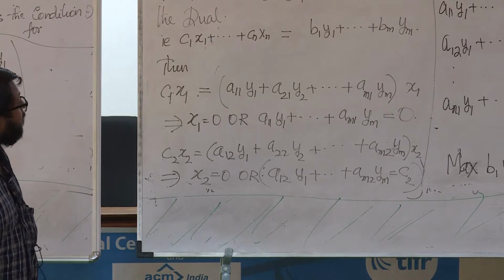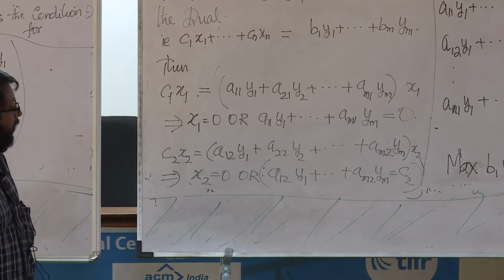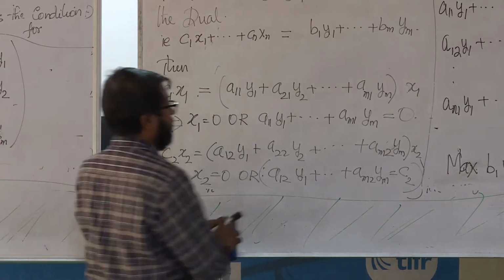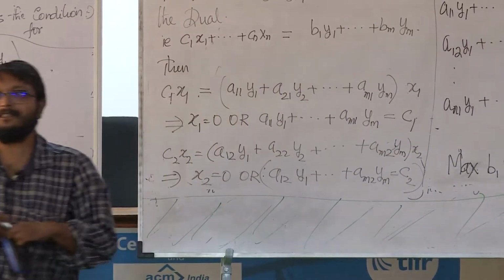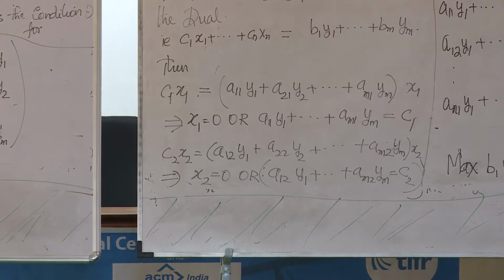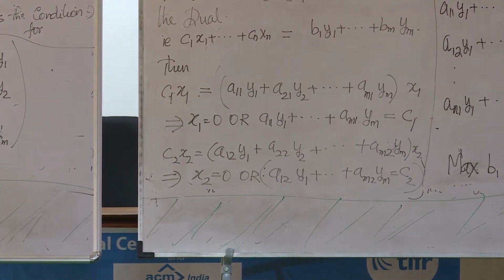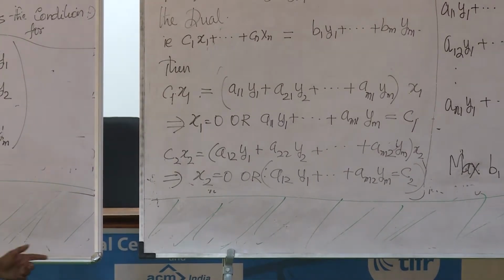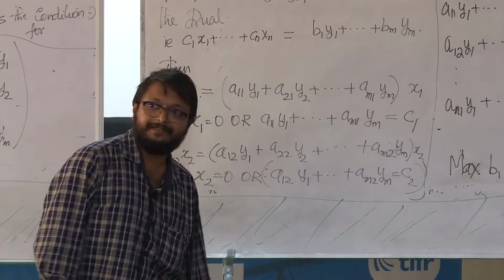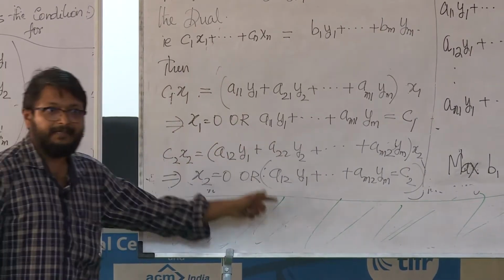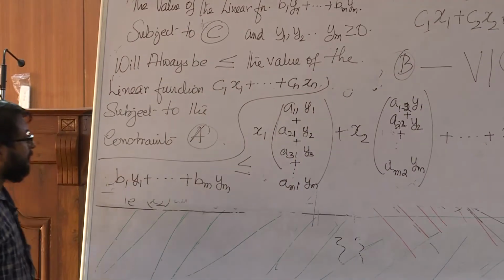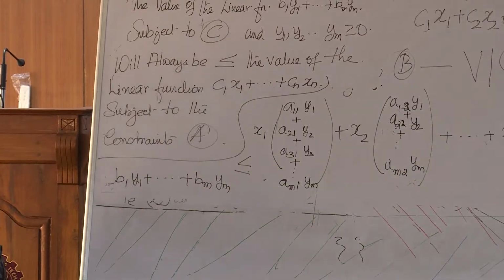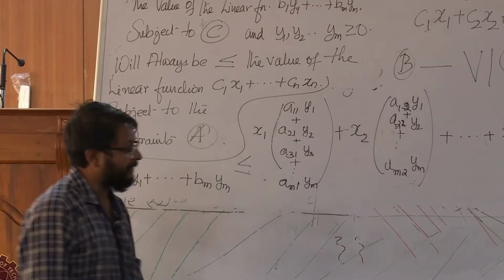Equal to C1, sorry, is equal to C1. What are these conditions called? These are known as complementary slackness conditions. You will get a sequence of conditions. These are known as the dual complementary slackness conditions. Similarly, if I rewrite this expression and equate this, I will get a sequence of primal complementary slackness conditions. That is also easy.